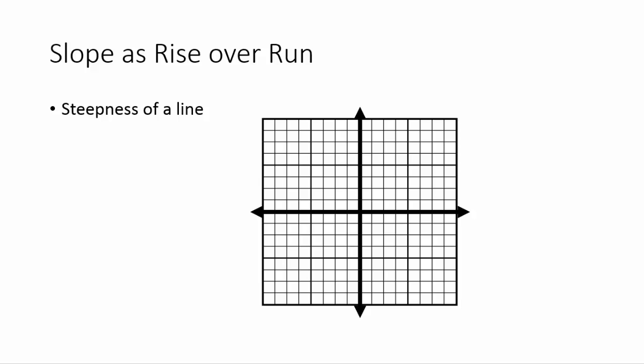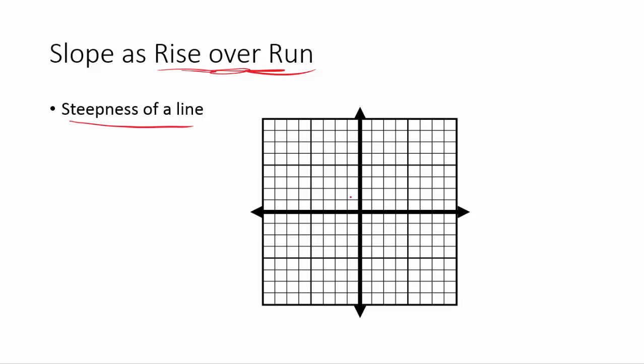I'm going to talk about the concept of slope and its many representations in mathematics when we're dealing with lines. The first one I want to talk about is slope as the steepness of a line, which we also often refer to as rise over run, basically when we're looking at a graph.